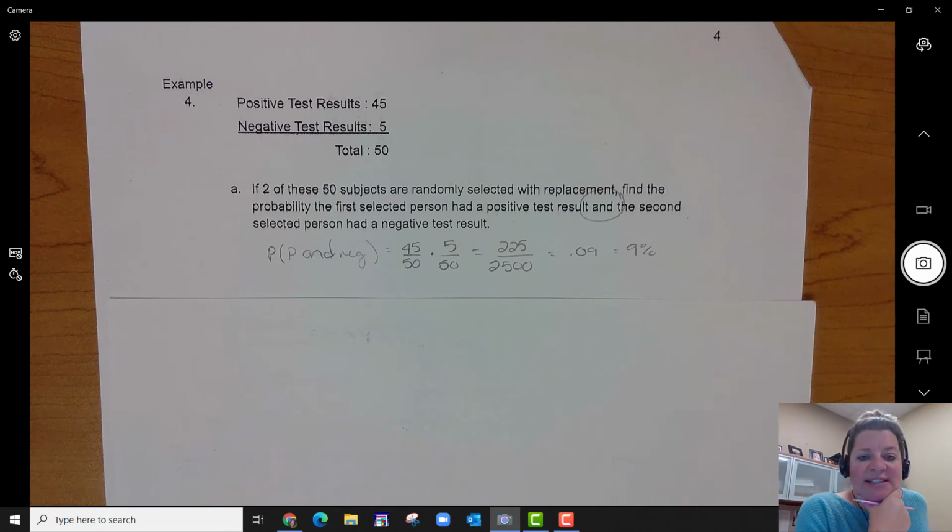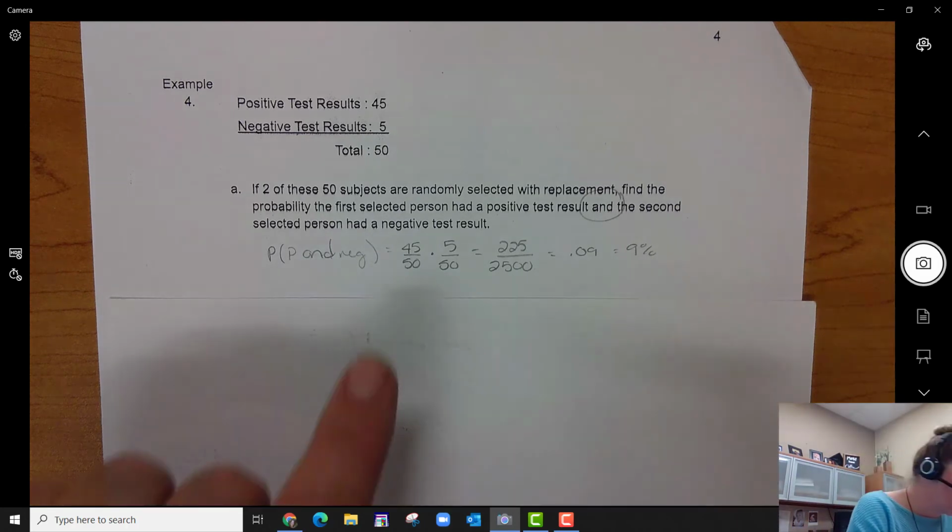If 2 of these 50 subjects are randomly selected with replacement, find the probability the first selected person had a positive test and the second person had a negative test. What does "and" say? Multiply. "And" says multiply, right? So what is the probability of the first event?